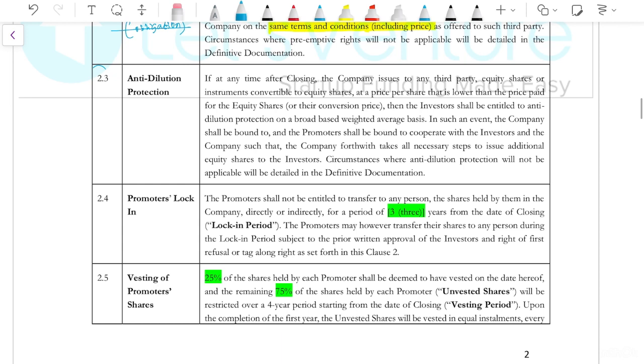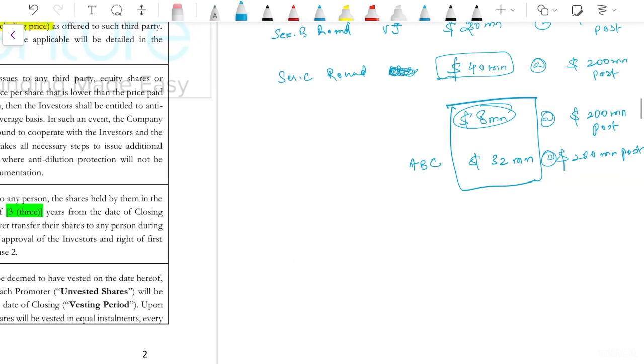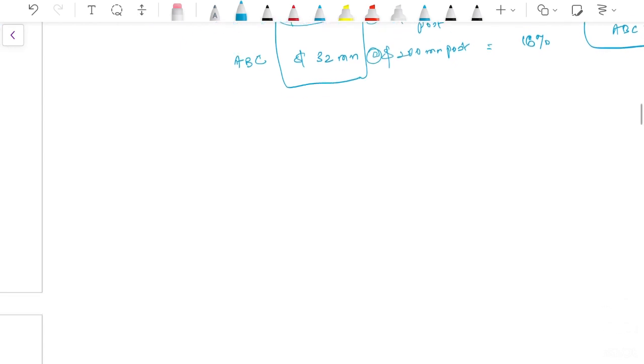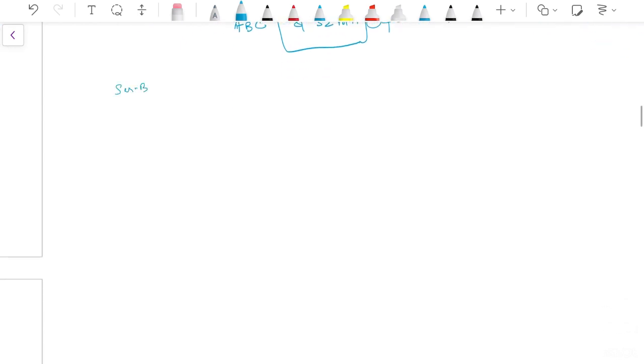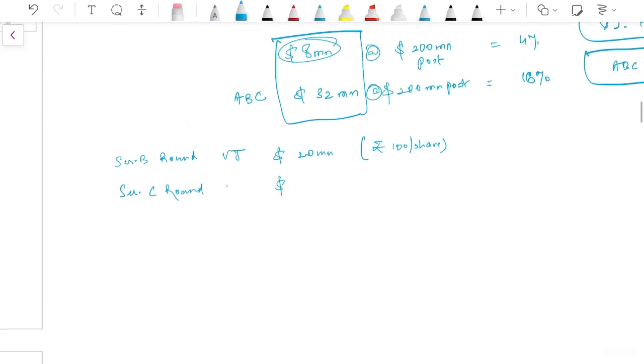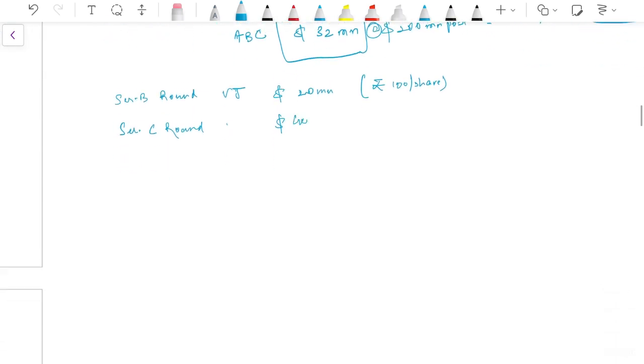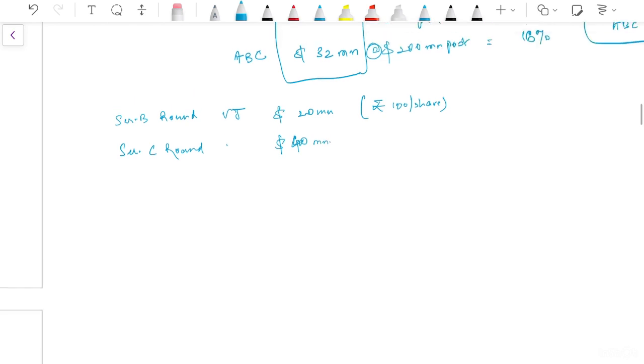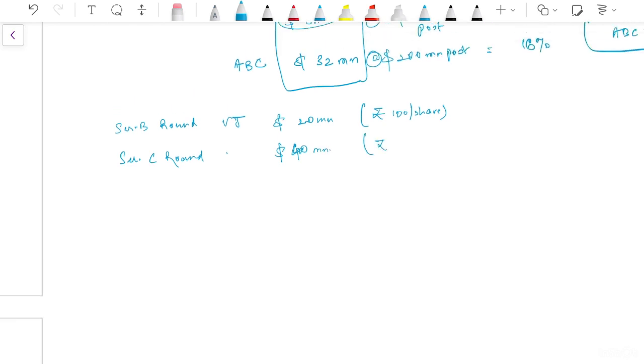The third clause is anti-dilution. Now understand the case. Let's say in a Series B round, I came in and invested $20 million. Let's assume the per share price was 100 rupees per share. Now the company goes to the market and raises a Series C round, right? Let's say the company raises $40 million at $200 million post. So the company is raising money at 180 rupees per share in the next round.